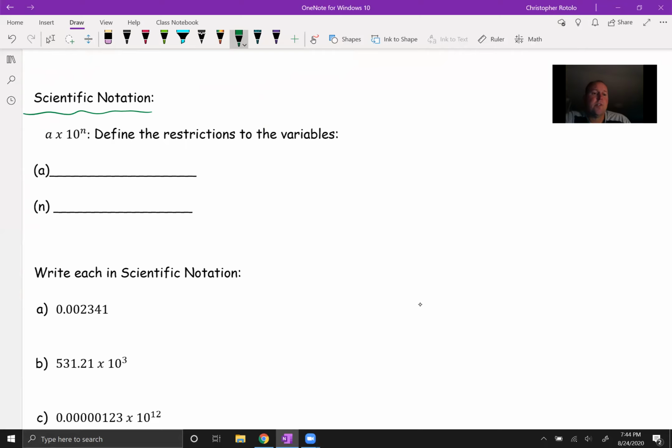So define restriction of the variable. A, this number here, that has to be a rational number. And n, the exponent we're going to use, that has to be an integer.